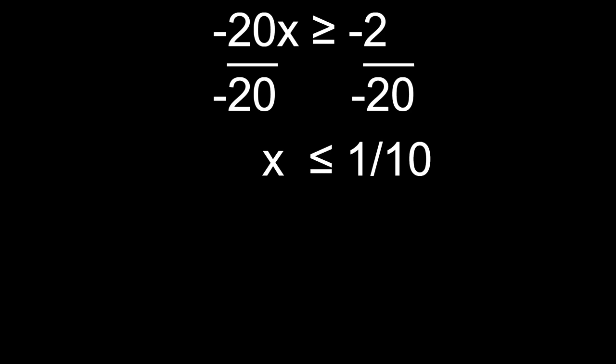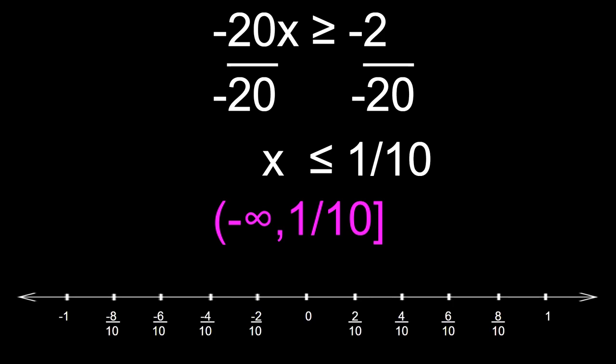To write this in interval notation, you have to say since x is less than or equal to 1 over 10, it goes from negative infinity all the way to 1 over 10, and it includes 1 over 10. And to draw this out on a number line, you want to put the dot right on 1 over 10 and everything to the left of the number line.